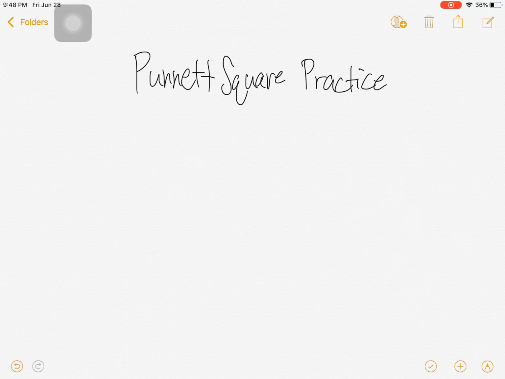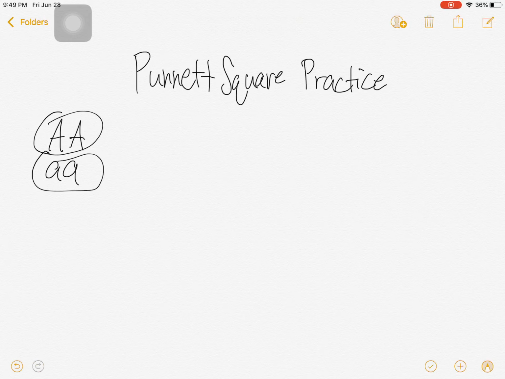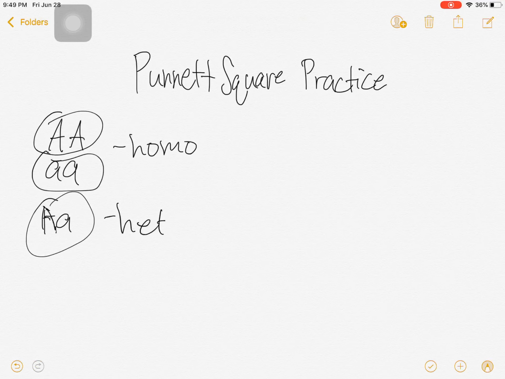So, brief review: the Punnett square deals with genes. Genes come in two pairs, either homozygous, meaning that they're both capital or they're both lowercase, or they have one capital and one lowercase, which means that they are hetero. So homo meaning same, hetero meaning different. Once you have that, doing the Punnett square comes easy. So let's get to it.